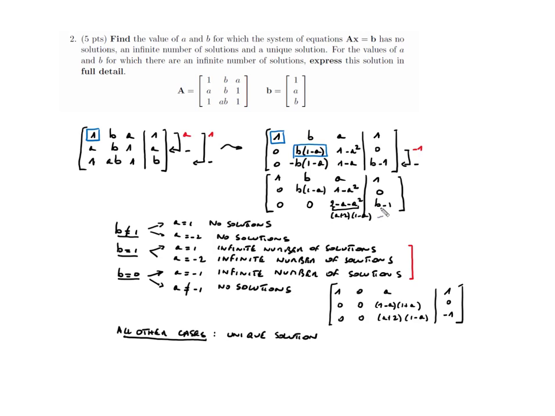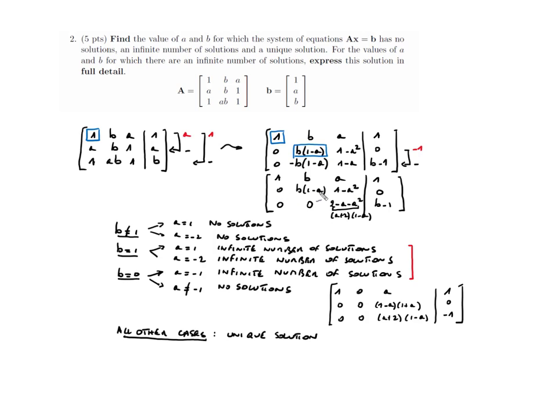If b is equal to 1, we have a 0. Well, this is nothing special except if this one is 0 here, because then we have an infinite number of solutions. So if b is equal to 1 and a is equal to 1, we have an infinite number of solutions. And if b is equal to 1 and a is equal to -2, we have an infinite number of solutions.